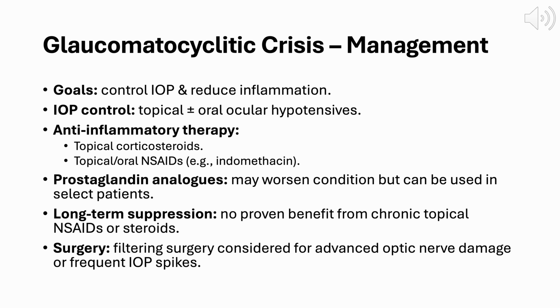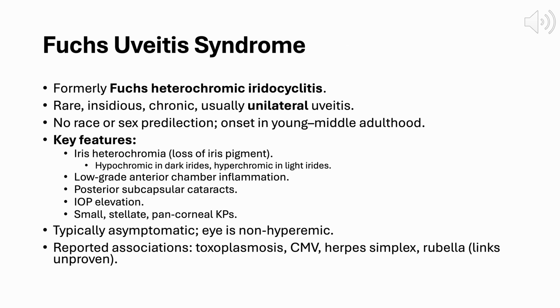Long-term suppression with chronic topical NSAIDs or steroids has shown no proven benefit. In cases of advanced optic nerve damage or frequent IOP spikes, filtering surgery may be considered. Let's shift our focus to another distinct but important uveitic entity, Fuchs' uveitis syndrome.